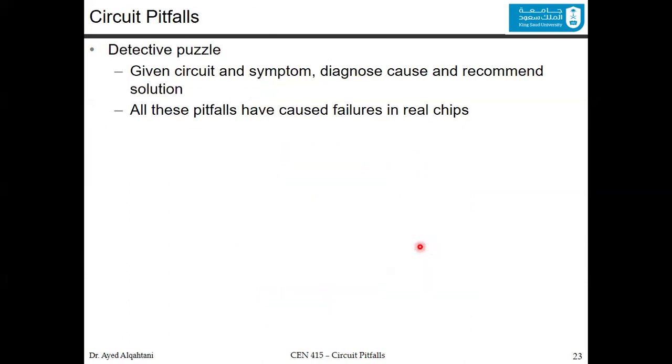Now, after discussing the first part, we will move to the second part, which is the circuit pitfall. We will treat it as a deductive puzzle. You are given a circuit and symptoms. You should diagnose the cause and also recommend the solution. So we have four parts: the circuit, the symptoms, the diagnosis or the principle that we should work with, and the recommended solution.